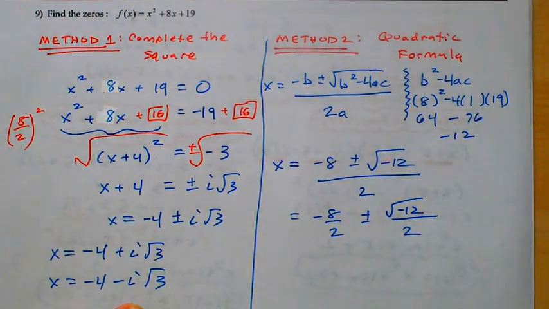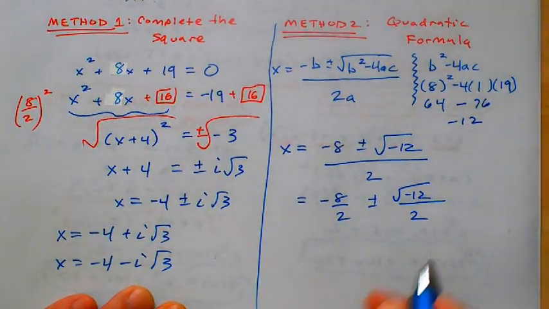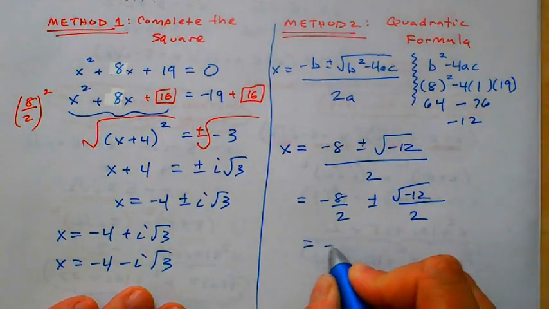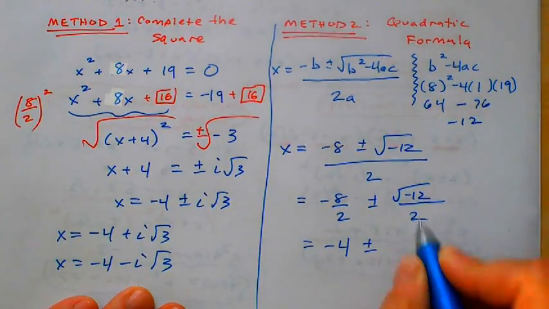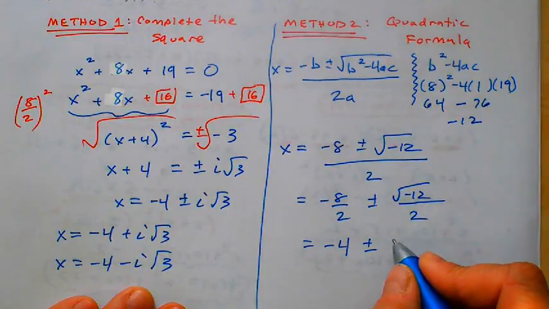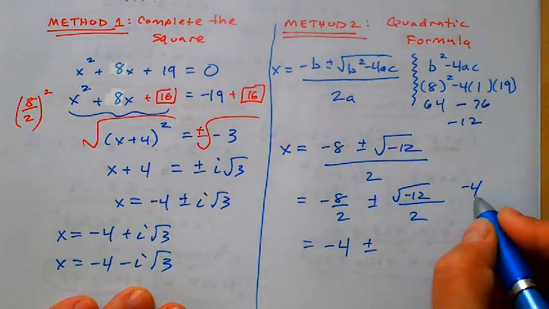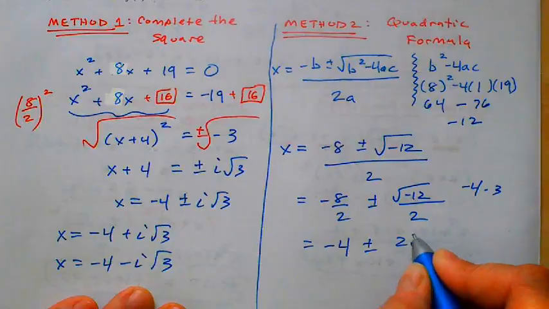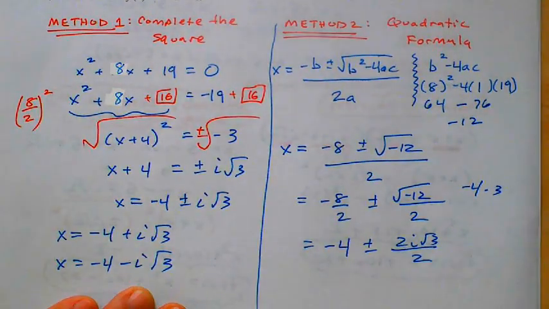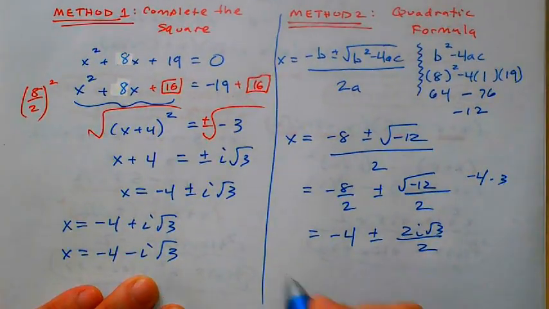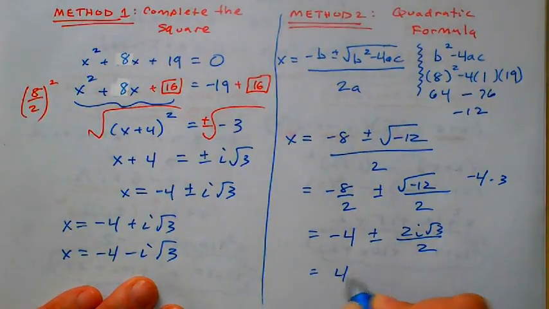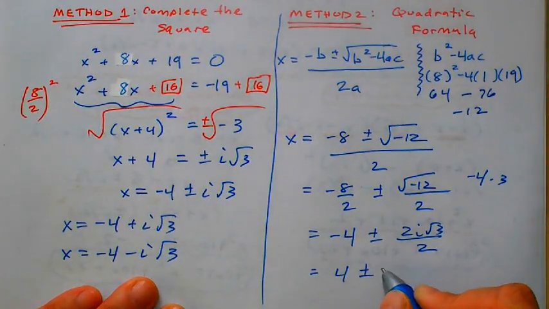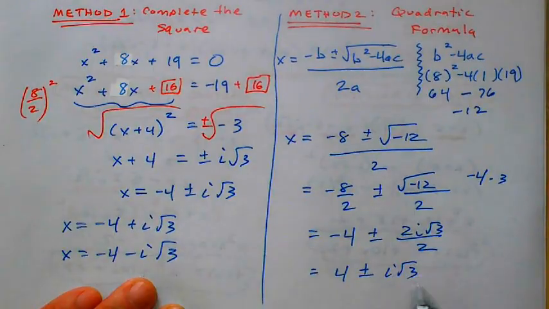All right, so that should give us -4 plus or minus, let's think of root 12. That would be 4 times 3, so 2i root 3, all over 2. And when we simplify, look at what we get, everybody: the same two zeros we got before. Yay! So no matter which way you do it, you're going to get those as your solutions.